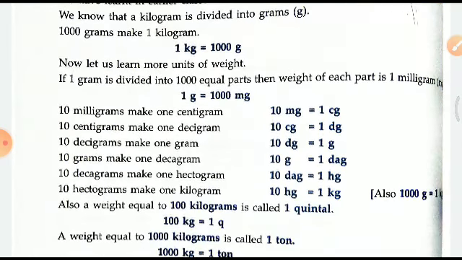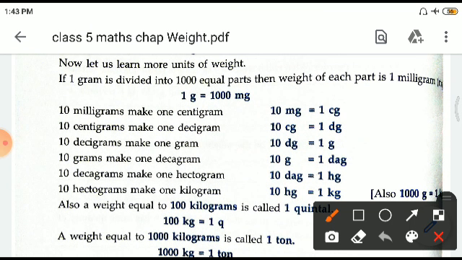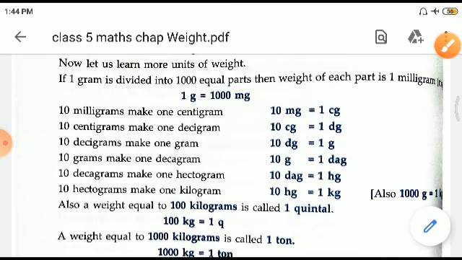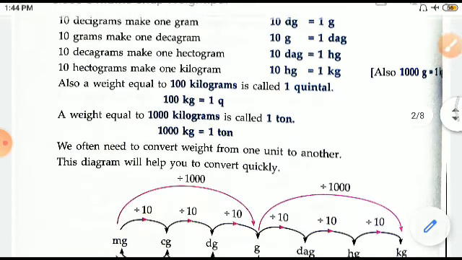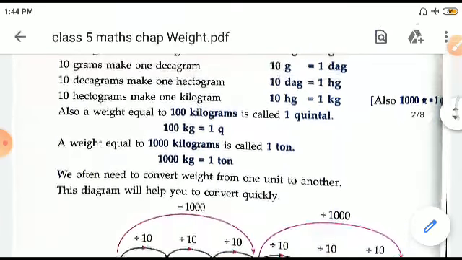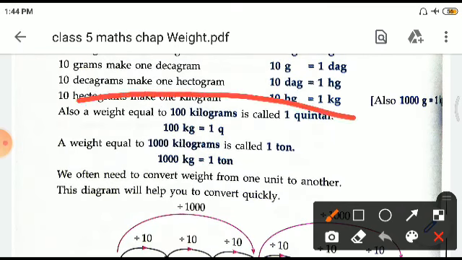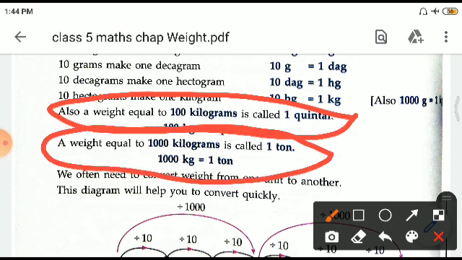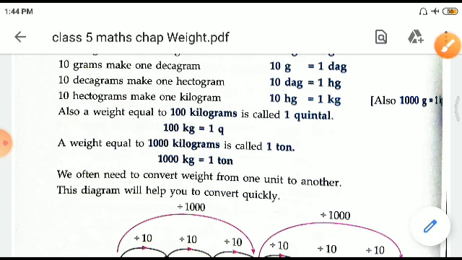First is 10 milligram is equal to 1 centigram, 10 centigram is equal to 1 decigram. Right, children? So these are all interconvertible units of weights. 10 decigram is equal to 1 gram, 10 gram is equal to 1 decagram, 10 decagram is equal to 1 hectogram, and 10 hectogram is equal to 1 kilogram. Also, there are some large units. 100 kilogram is equal to 1 quintal, and 1000 kilogram is equal to 1 ton. Right? These are two very large units.